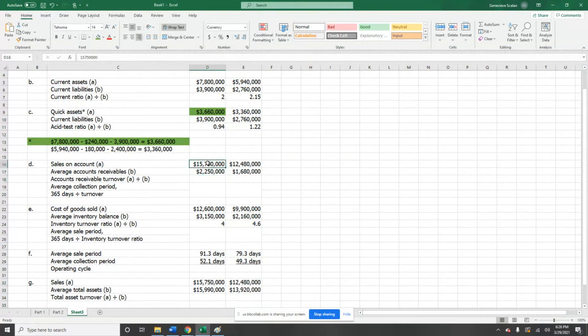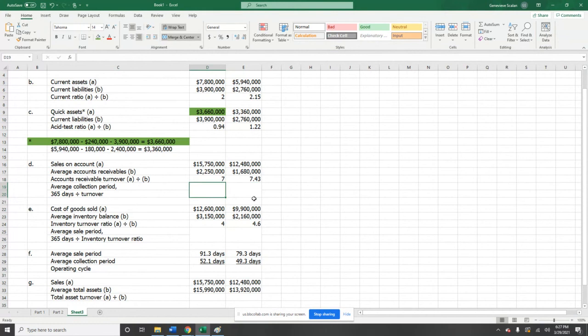Now, you take your sales, divide it by your average accounts receivable, and that's your receivable turnover. Right, and you do it for both. And so there's your receivable turnover. How many times you collect them in a year, basically, is what we're saying, 7.43. So we aren't doing quite as well.